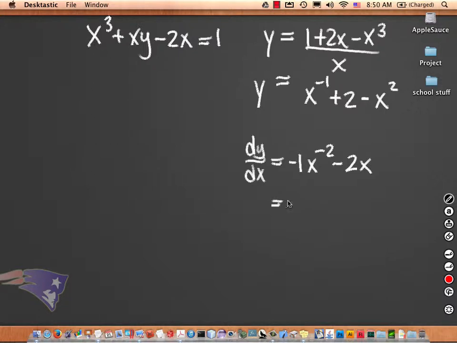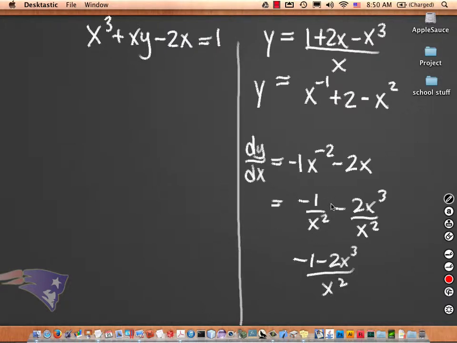Now I get this together. So this is negative 1 over x squared minus 2x. Get your common denominators here. So this is negative 1 minus 2x cubed all over x squared by getting common denominators. I need to get an x squared here, so I multiply by x squared top and bottom. So I finally get that. Yeah, okay, that's what we got last time.